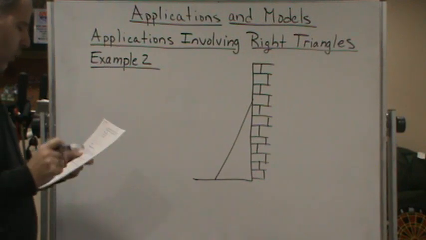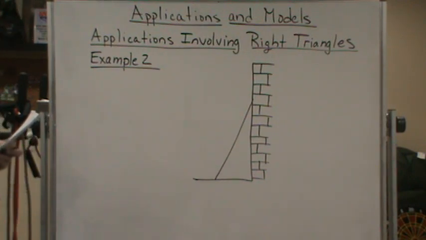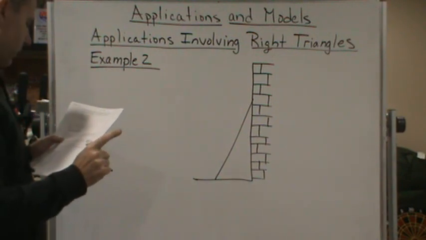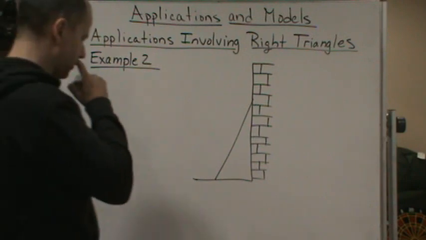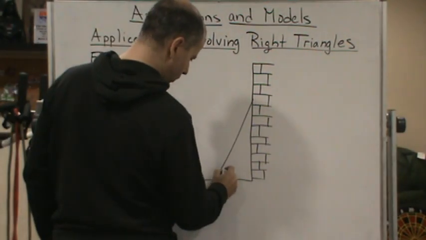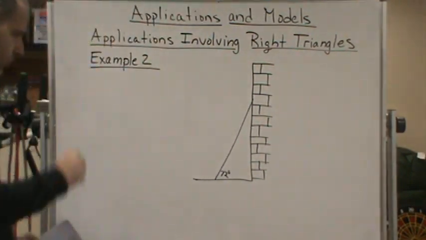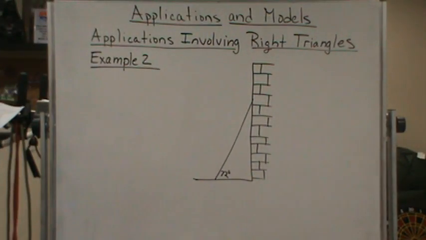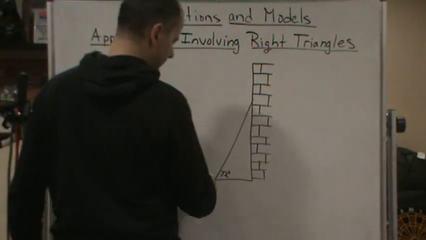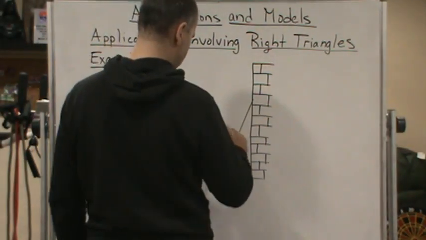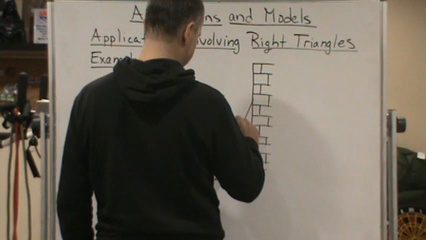And what do we know? We know that the maximum angle of elevation for a rescue ladder is 72 degrees. So the maximum angle of elevation, which is right here, they're saying is 72 degrees. Can't be any more than 72 degrees. And the ladder, which here is leaning up against the wall, is 110 feet.